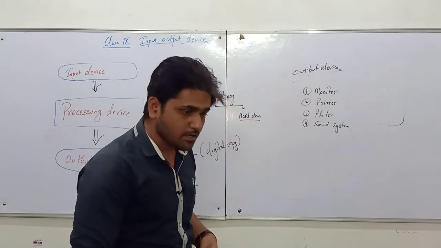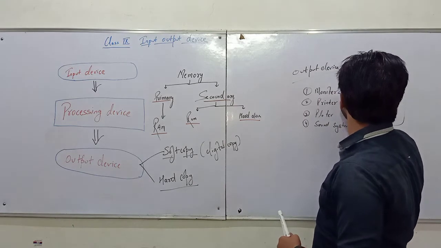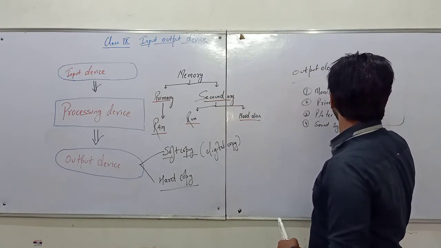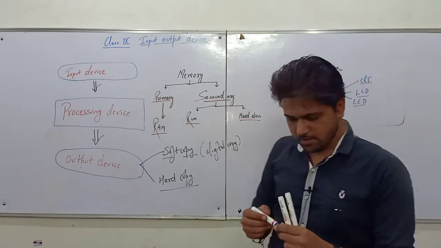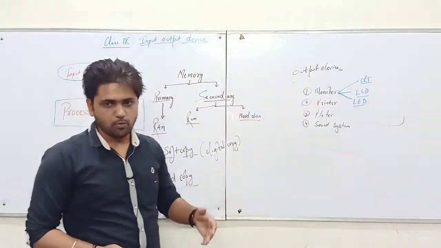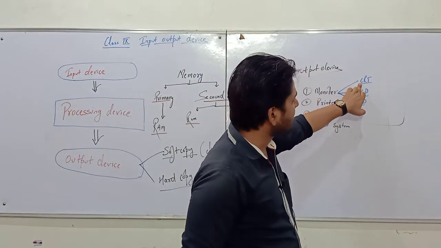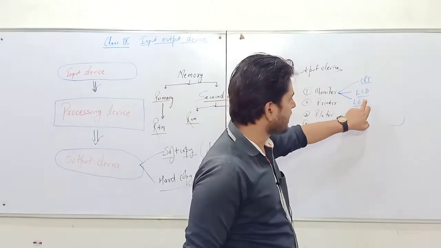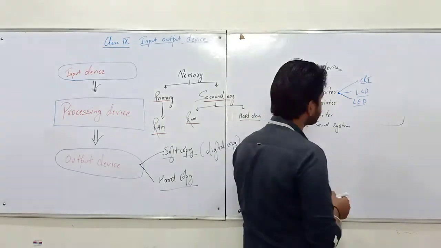Earlier, monitors were CRT, then LCD, and then LED. I'm not saying that these are the only three types of monitors we are using. We have plasma, we have 3D, and many more. But basically we study only these monitors, and CRT stands for cathode ray tube, LCD stands for liquid crystal display, LED stands for light emitting diode. Let me write the full form.